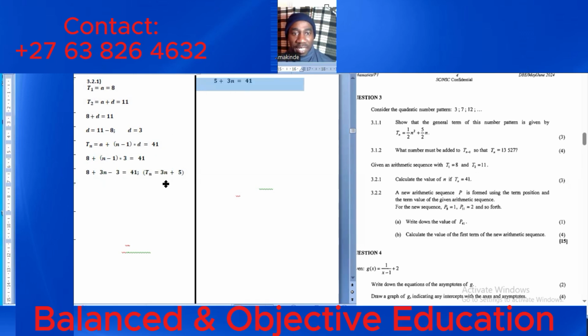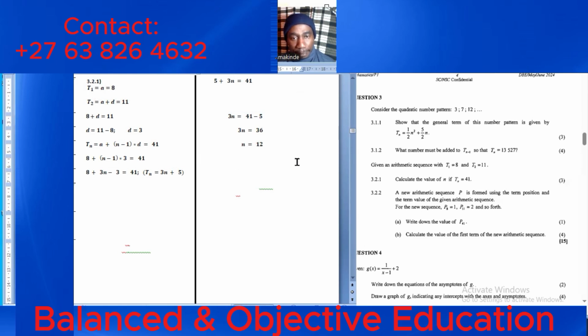So if Tn equals 3n plus 5, it means if Tn is equal to 41, then 5 plus 3n equals 41. If we transfer this 5 to the other side, we have 3n equals 41 minus 5. All right, so that means 3n will be equal to 36. It means that n will be equal to 12.